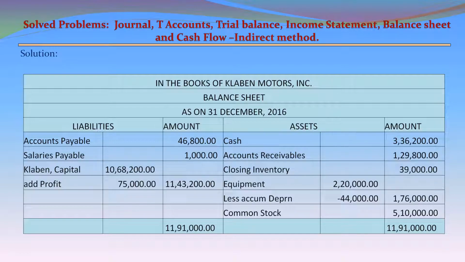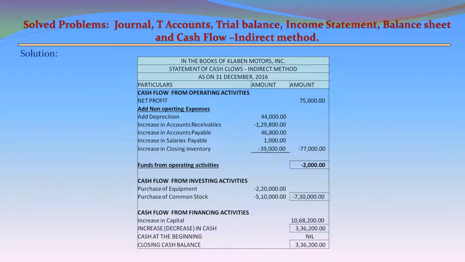add profit 75,000. Total Kleban capital including profit comes to $1,143,200. Total liabilities comes to $1,191,000 and total assets come to $1,191,000.